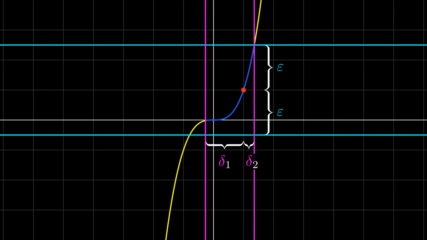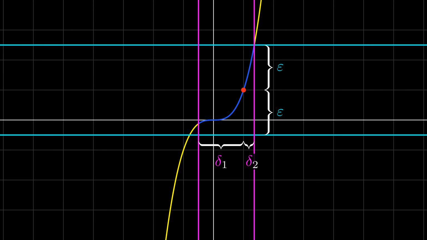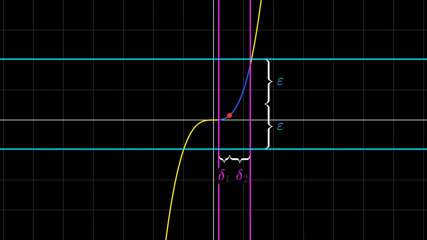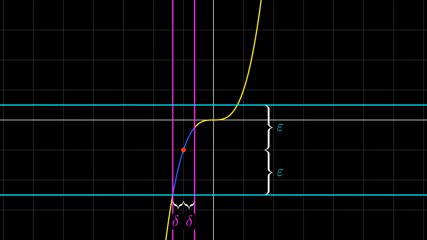Thus, we can change delta 1 to be whatever we want, as long as all values of the function are still between the epsilon lines. Thus, we can set delta 1 to be equal to delta 2. At this point, we don't need to distinguish between delta 1 and delta 2 anymore. If it was delta 2 that was greater than delta 1, we could instead set delta 2 to be delta 1. This means that no matter what, we only need to find a single value of delta.